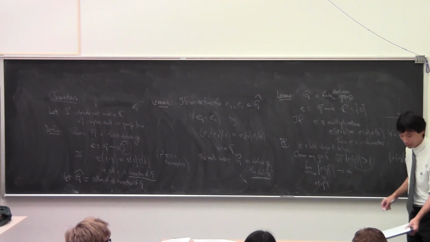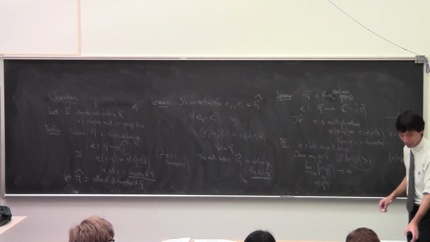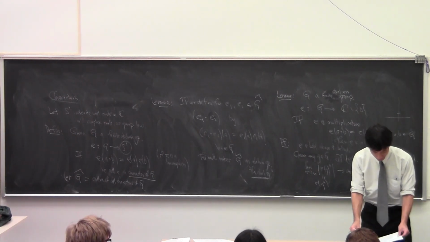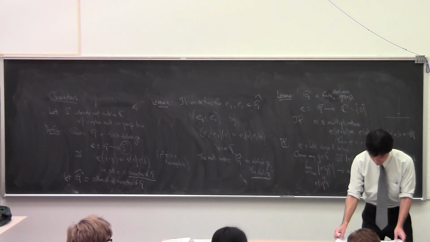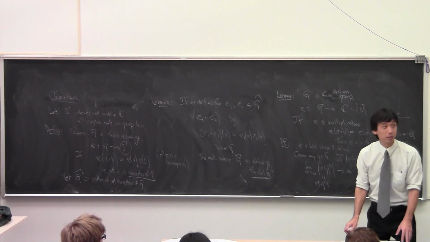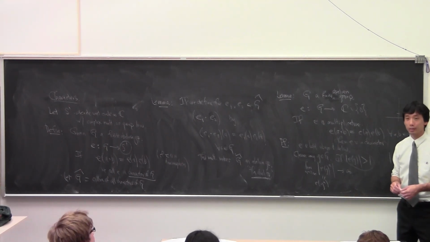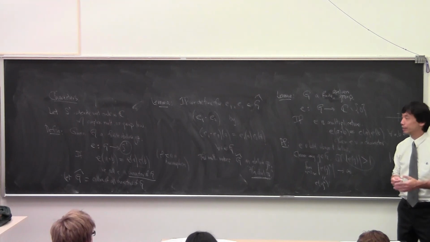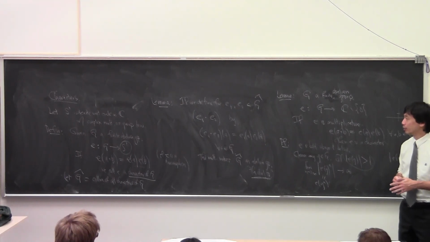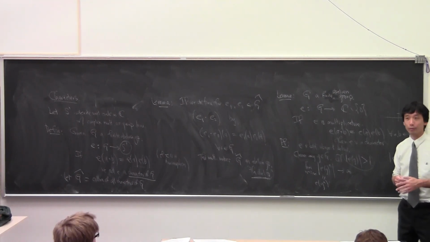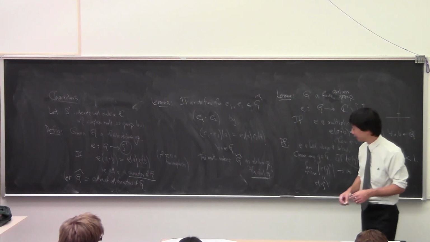So this will be useful in the next lecture. And so next time we'll see that the characters are actually the things that we want, that these are the guys that will allow us to get a Fourier inversion formula, etc.